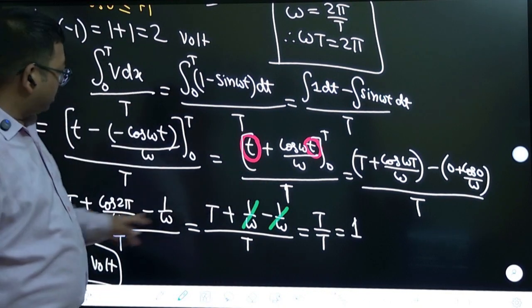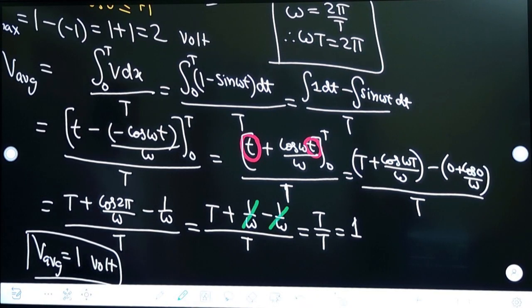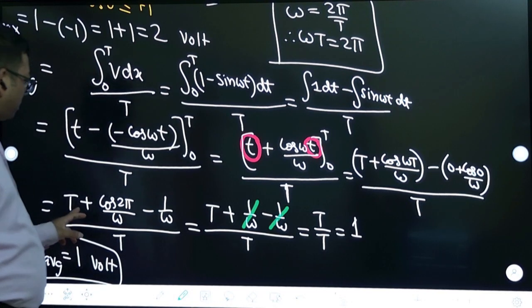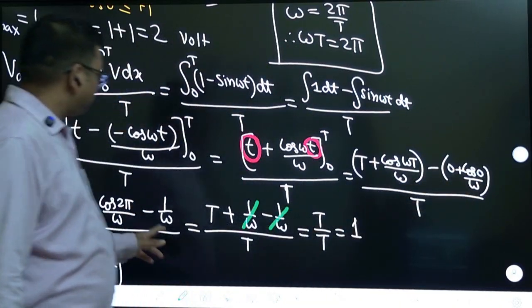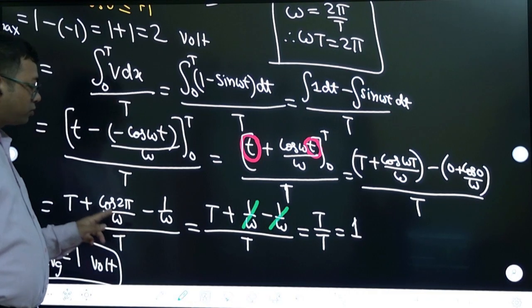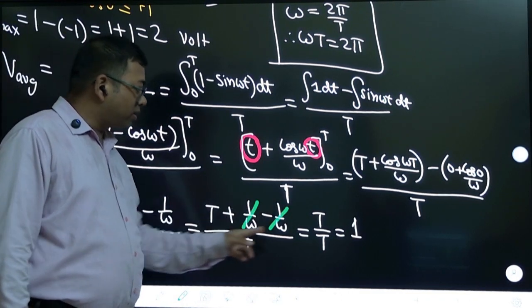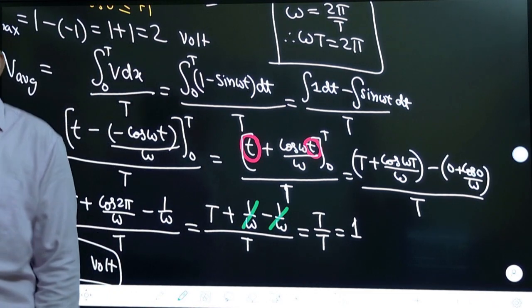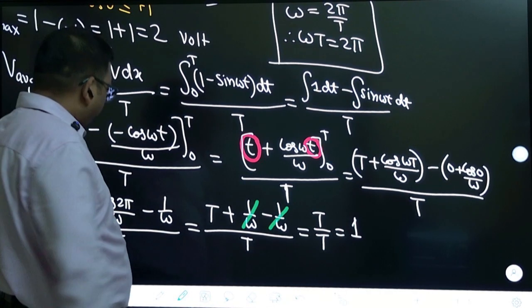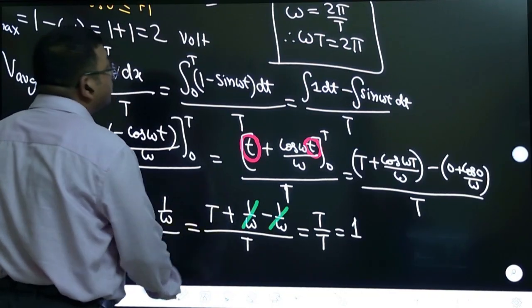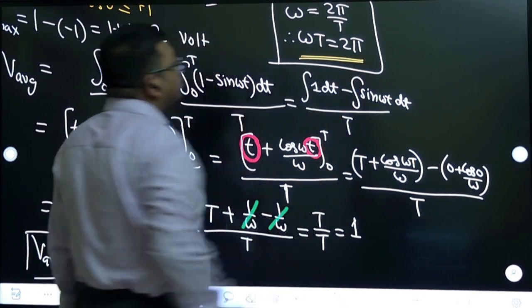After that, next is simplification. Clear? Because 0 plus cos 0 is 1, so 1 by omega is coming here. And cos 2 pi is also 1, so the 1 by omega terms got cancelled, T by T gives 1. Clear? Because omega T is 2 pi, this is what we have to know, right?